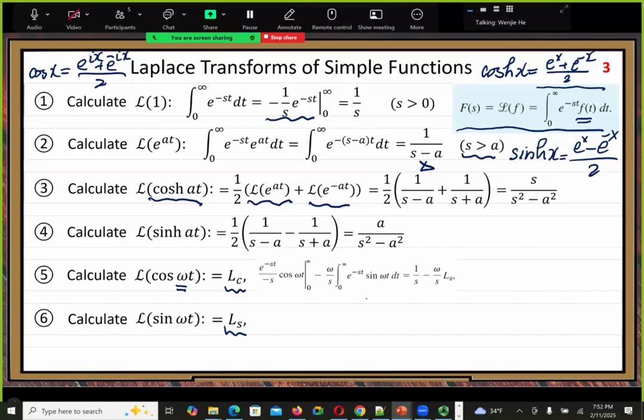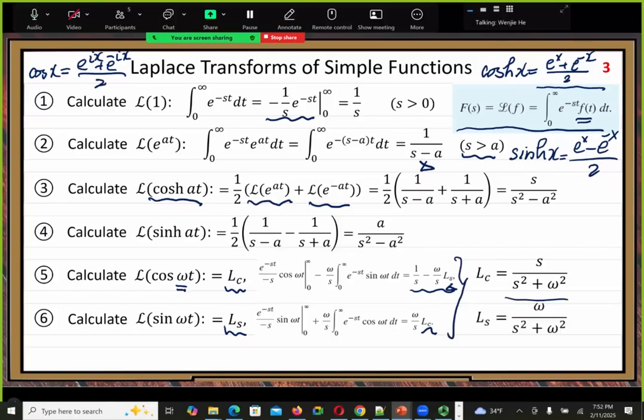So this, integration by parts. You get this expression, but this expression uses L S, okay? But the L S at this point is unknown, right? So let's do the integration by parts on the second one. In the second one, this L C is used. But we combine these two equations, so we can get L C equals this expression, L S equals another expression.